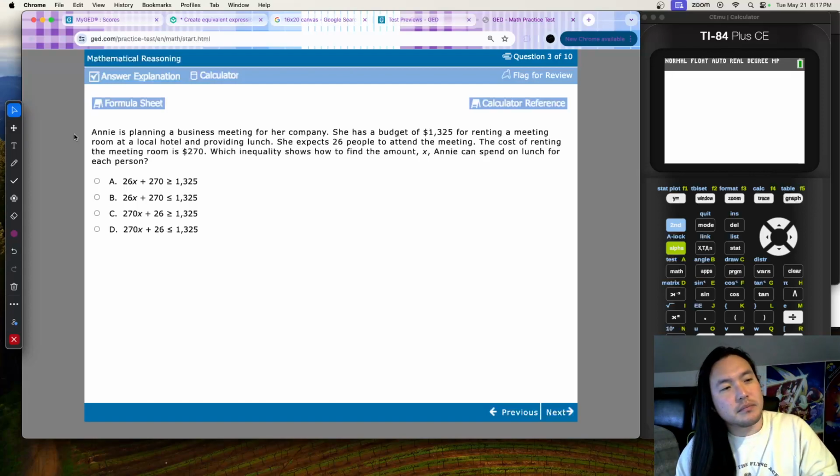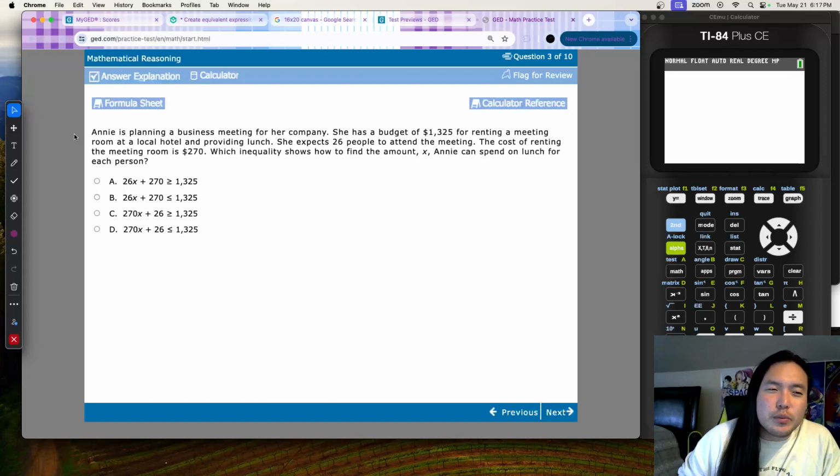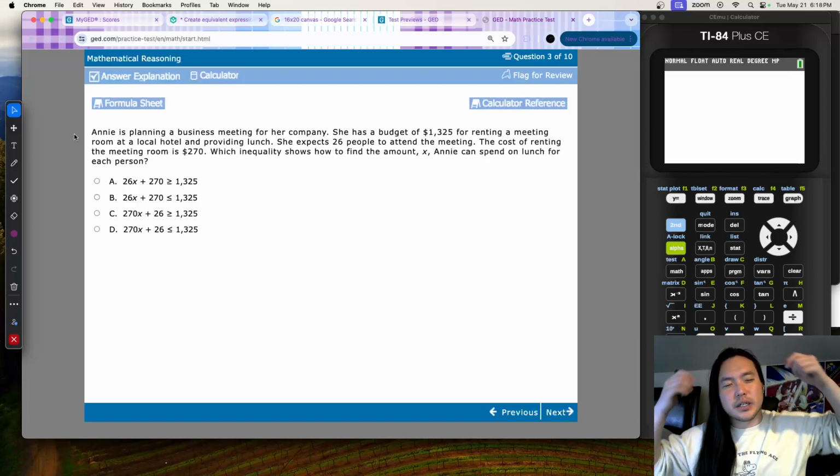Okay. Pretty standard inequality word problem. Hopefully you did these in 5th grade. Do you remember how to do that? It's okay if you don't remember. Just try your best. Take your best guess.